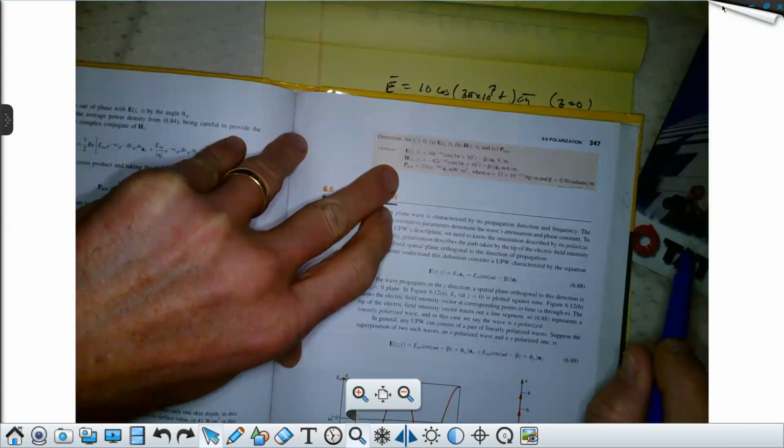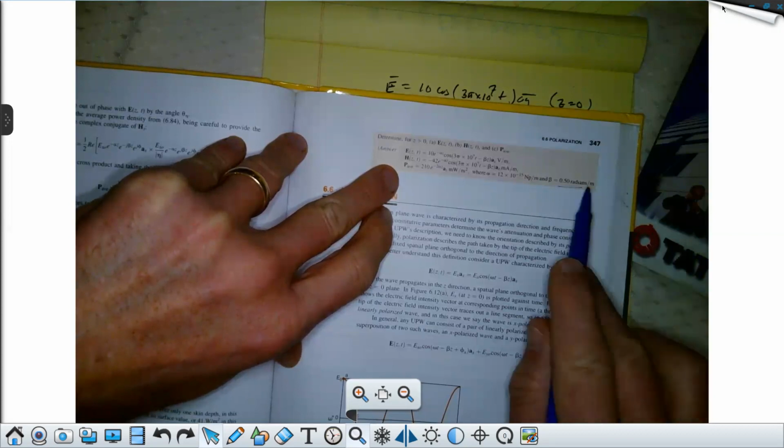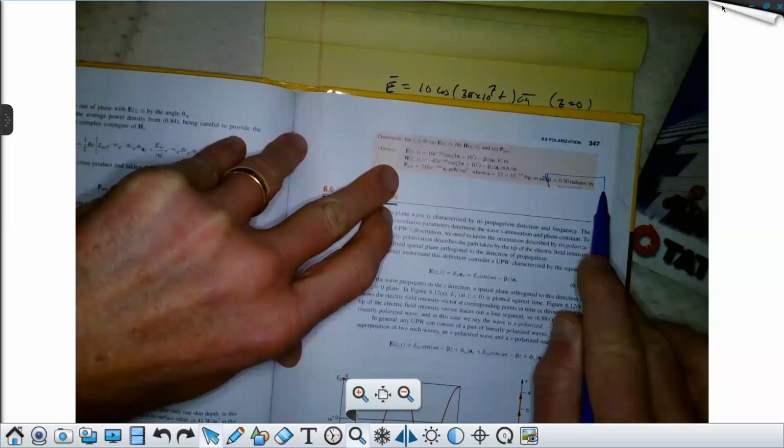That might be incorrect. But the way you get it is the square root of j omega mu times sigma plus j omega epsilon. That will always be the way. He may have a wrong answer here. So if you don't get that, don't worry.